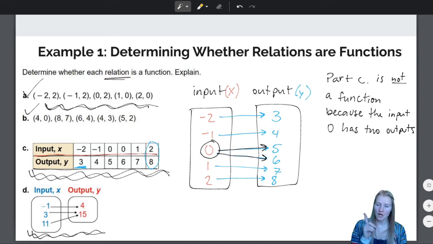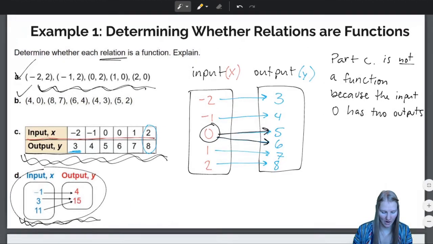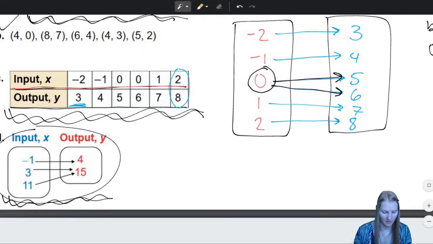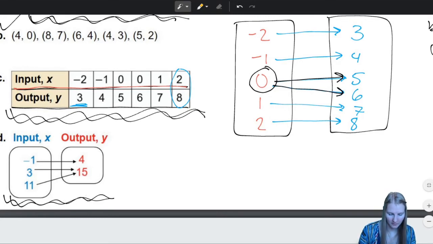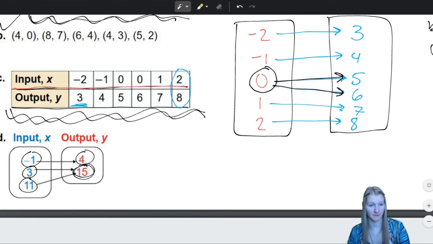All right, and our last example, well, they already put it in the way that we like to see it, right? They have the inputs, they have the outputs. So we don't even need to redraw that. Let's just zoom in on it, and let's take a look. We have -1 goes to 4, 3 goes to 15, and 11 also goes to 15.